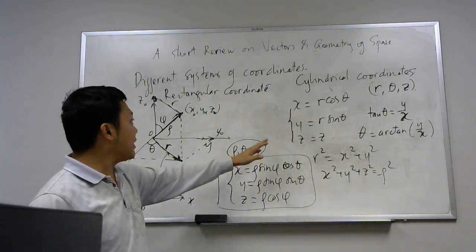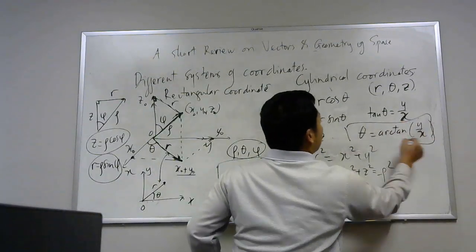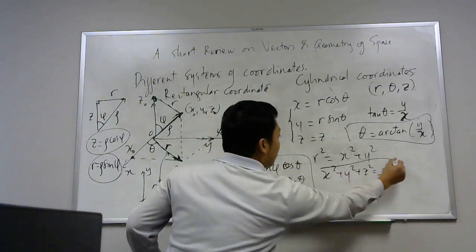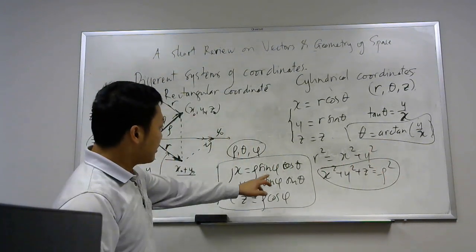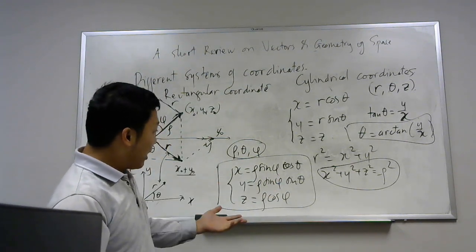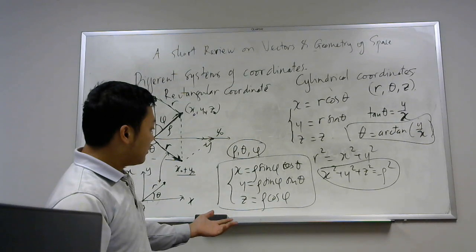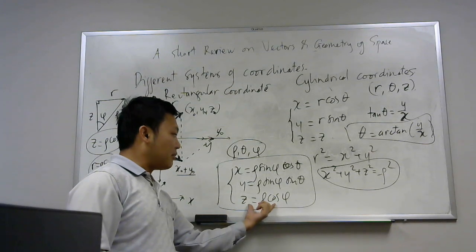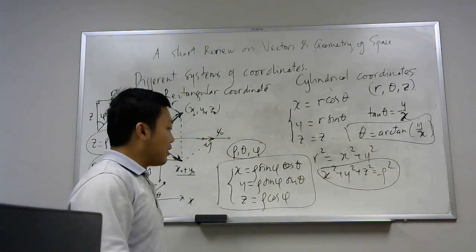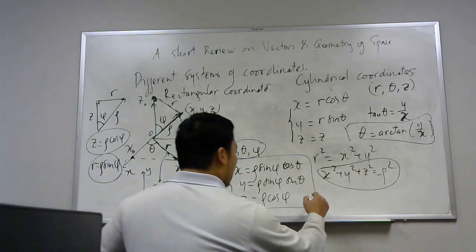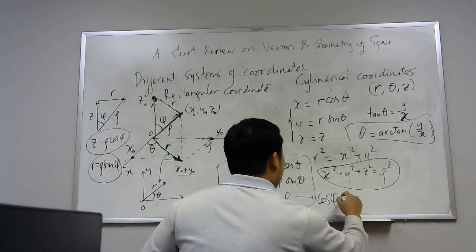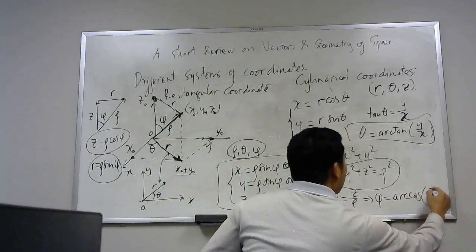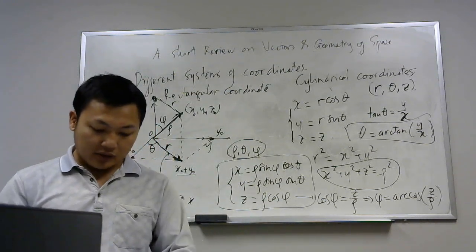And how to find theta? We already have theta from here. Theta is arctangent of y over x. So we have the formula for rho, the formula for theta, and we need to find phi. How to find the angle phi? Phi can be found using this formula: cosine of phi equals z over rho, and then phi is just the arccosine of z over rho. Done.